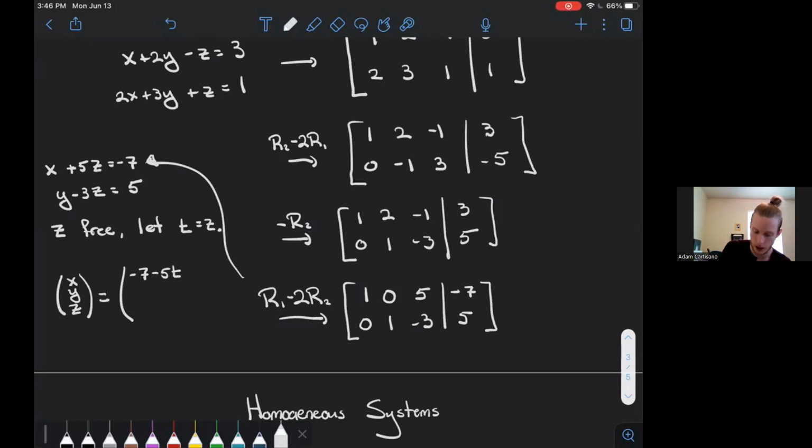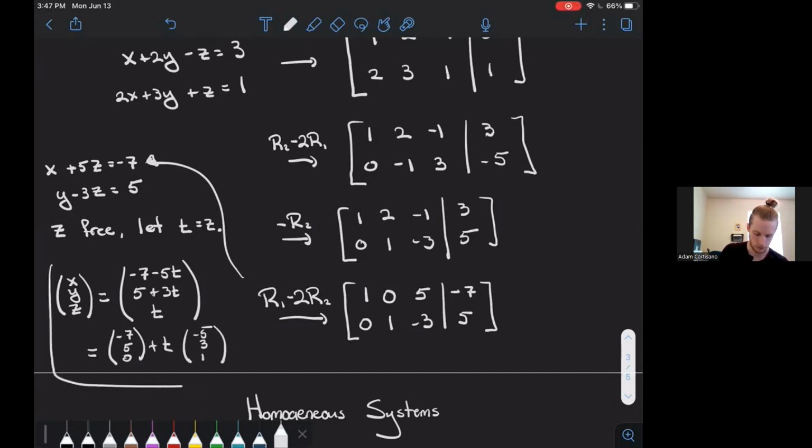Y is 5 plus 3z, so we should write this as 5 plus 3t, and z is just t. Okay, and if we're writing it in the vector form of an equation, it'll look exactly the same, but separated as 2 vectors. One vector as the constant vector, and then t times the linear vector. Anyway, it'll be negative 7, 5, 0 plus t times negative 5, 3, 1. Again, either form is acceptable.